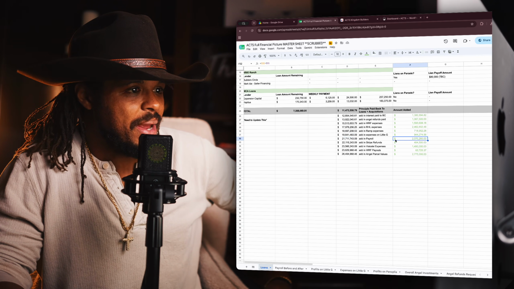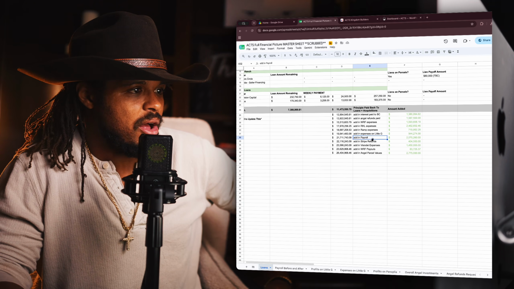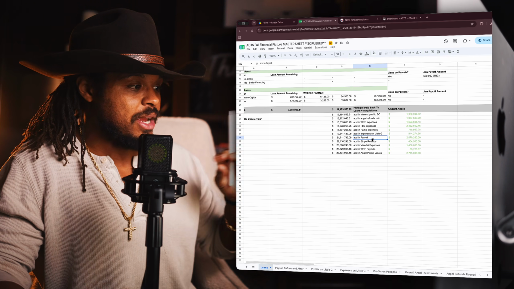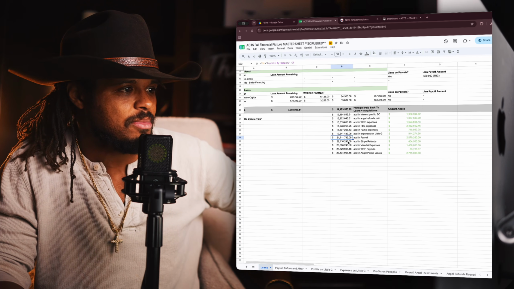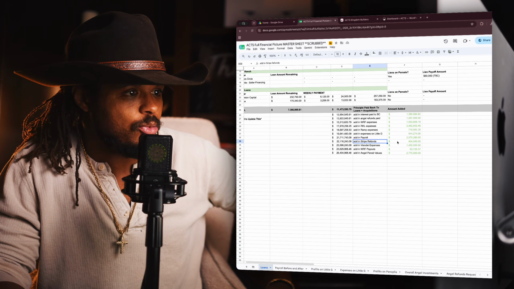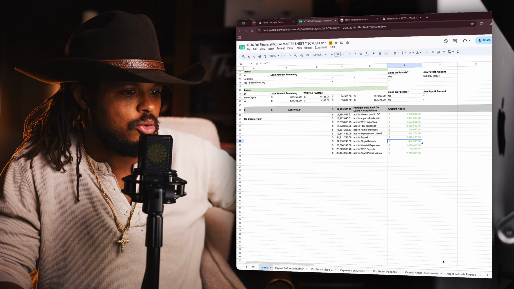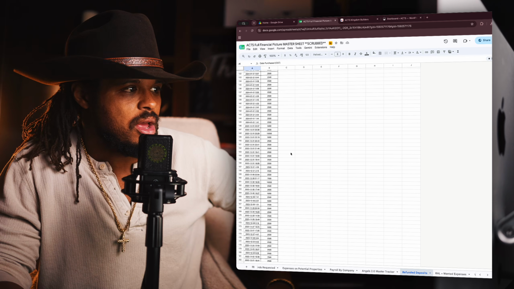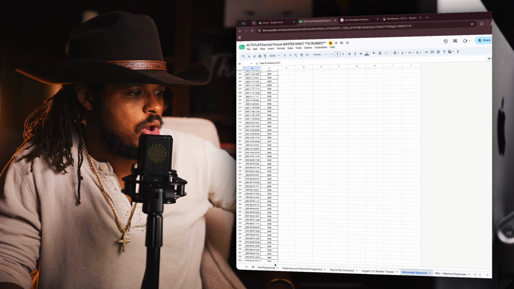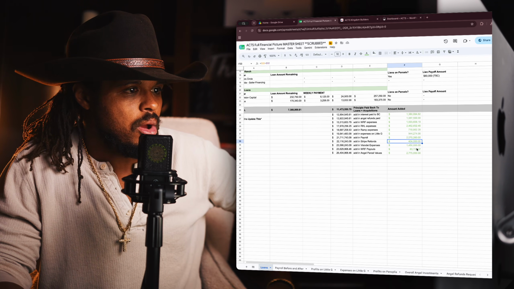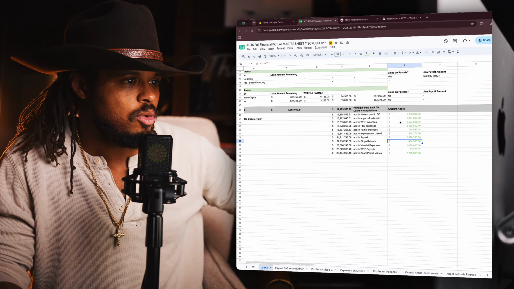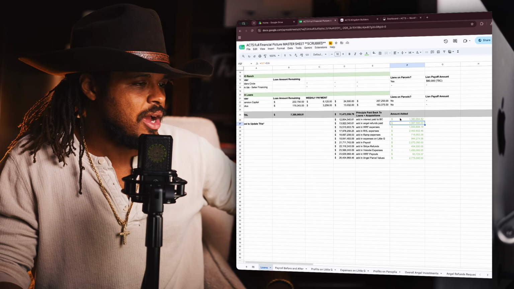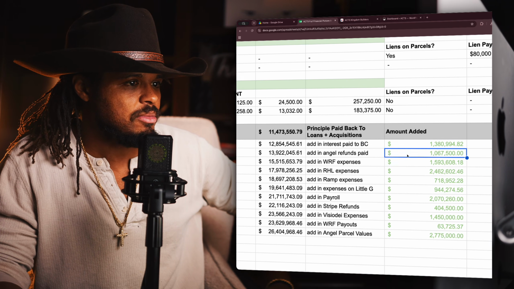You add in payroll expenses, not even including myself, just payroll for the team in general. We're now at $21.7 million. Add in Stripe refunds. So these are people who have paid in for a parcel reservation and then have decided to refund. Well, that's another $404,000.